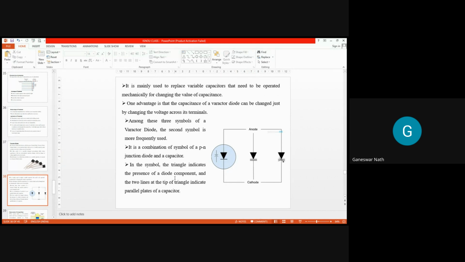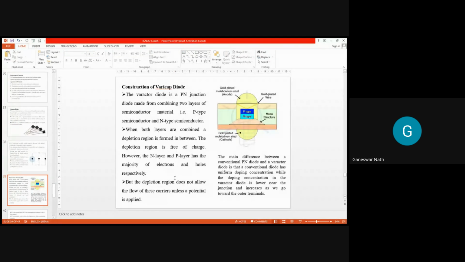Now, how is it constructed? You can see this is the variable capacitor diode. Here you can see the p-type and n-type material. This is for the anode, simple gold plated wires, and this is gold plated molybdenum for the anode. And here you can find gold plated molybdenum for the cathode.